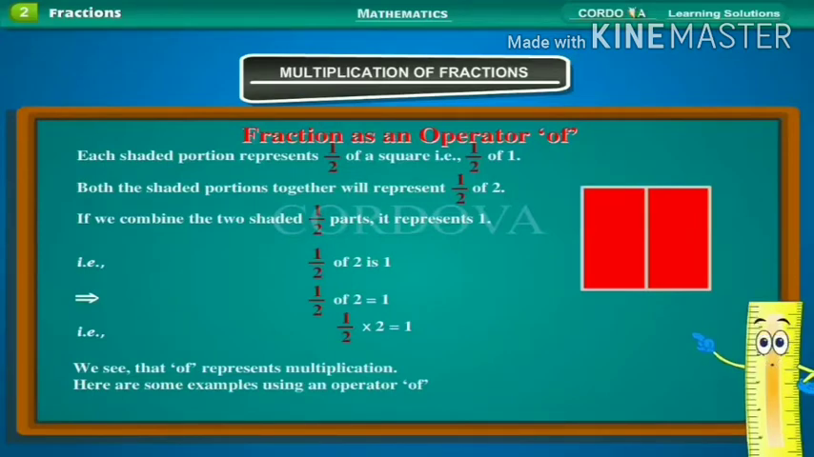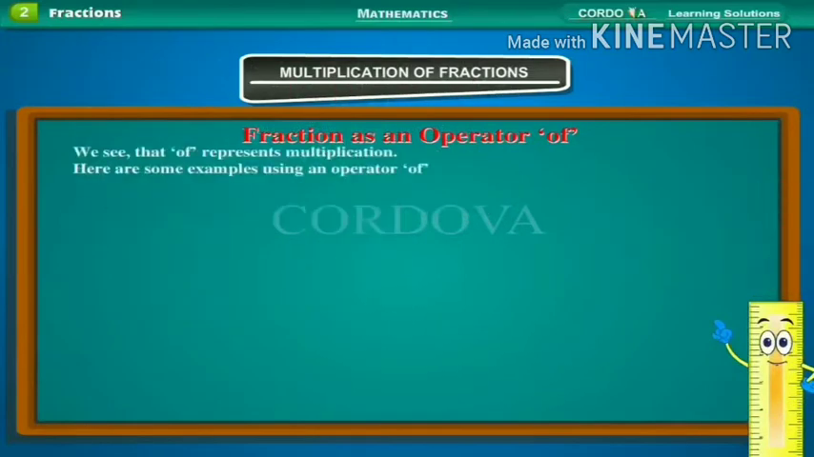Here are some examples using an operator of. 1 upon 2 of 4 is equal to 1 upon 2 into 4, which is equal to 2. 1 upon 2 of 5 is equal to 1 upon 2 into 5, which is equal to 5 upon 2. 1 upon 2 of 6 is equal to 1 upon 2 into 6, which is equal to 3. 1 upon 2 of 7 is equal to 1 upon 2 into 7, which is equal to 7 upon 2.